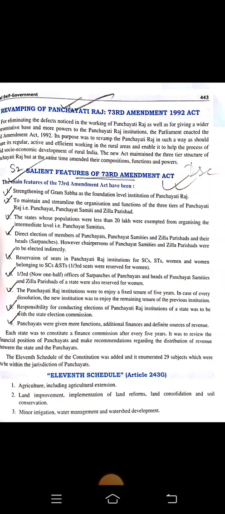The Panchayati Raj institutions were to enjoy a fixed tenure of 5 years. Responsibility for conducting elections of the Panchayati Raj institutions was given to the State Election Commission. Panchayats were given more functions, additional finances, and definite sources of revenue. So the 11th Schedule of the Constitution was added, and it enumerated 29 subjects which were to be within the jurisdiction of the panchayats.